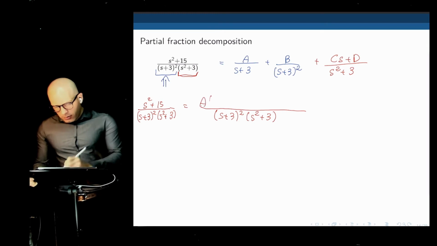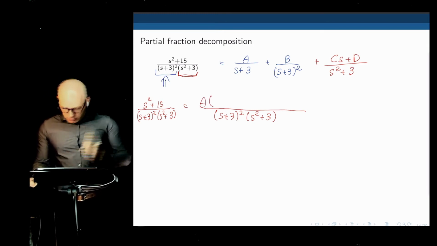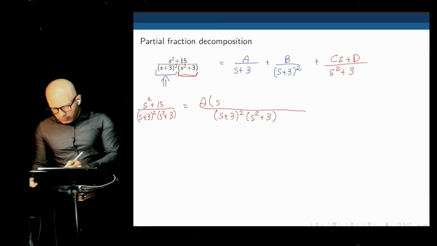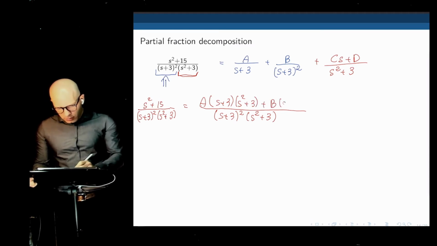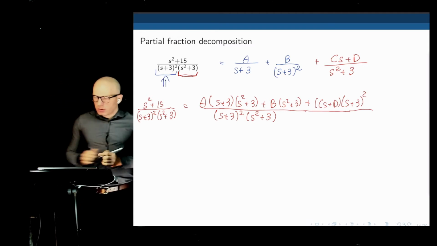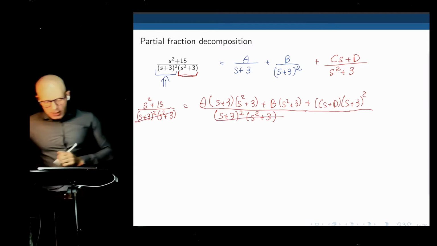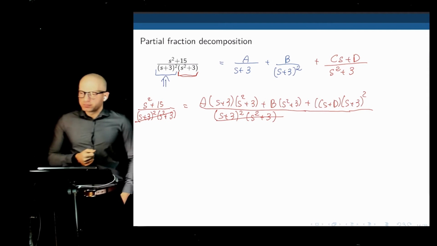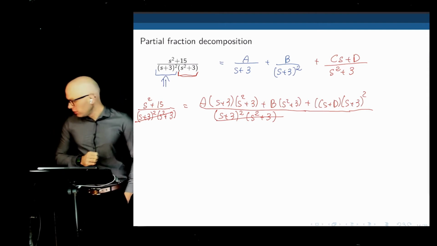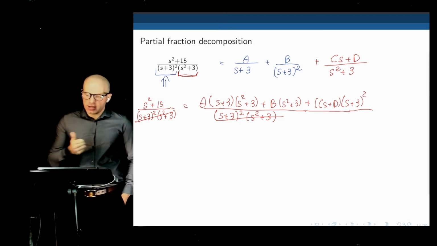That becomes a times s plus 3, times s squared plus 3, plus b times s squared plus 3, plus cs plus d times s plus 3 squared. This element will cancel that, and now we can expand this, find a system of 4 equations, and then solve the system. Find a, b, c, and d.